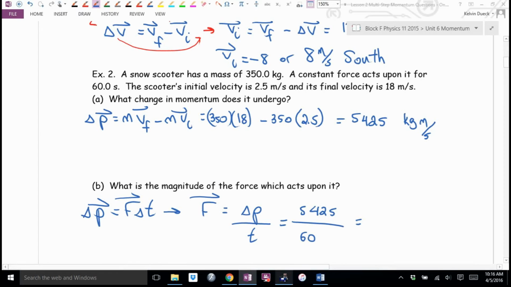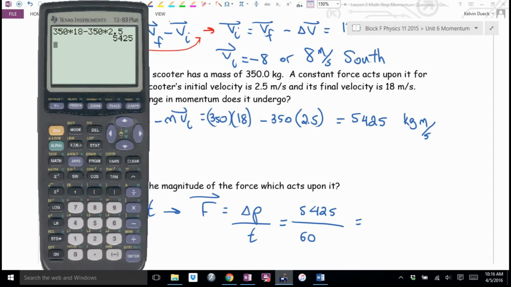By the way, if they had given you the time, Alex, as 1 minute, please convert it to seconds. So it's going to be divided by 60. The average force looks like it's 90.4 newtons.